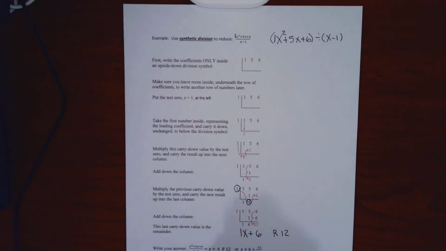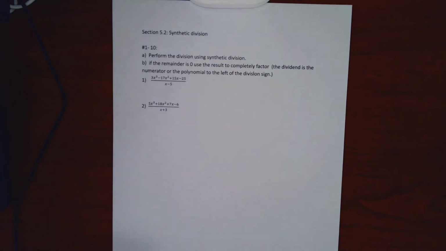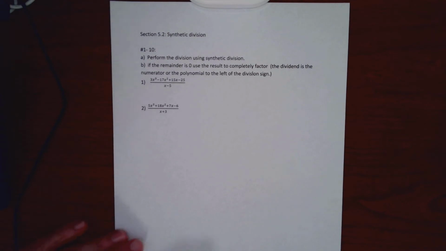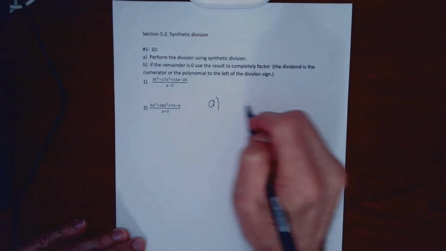I don't know how good that explanation was, but I don't want to spend gobs of time on it because I will do a bunch of synthetic divisions. We should get good at it pretty quickly because it's not hard. So each of the problems between 1 and 10 wants me to do synthetic division. They give me a fraction or something that's written as a division problem. In part A, I'm supposed to do synthetic division.